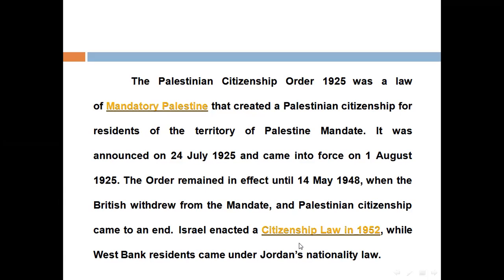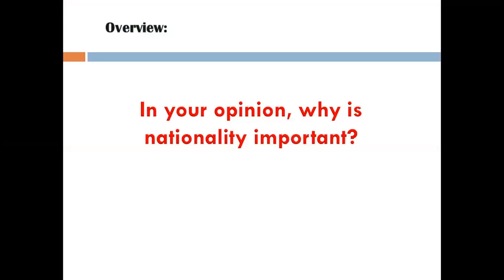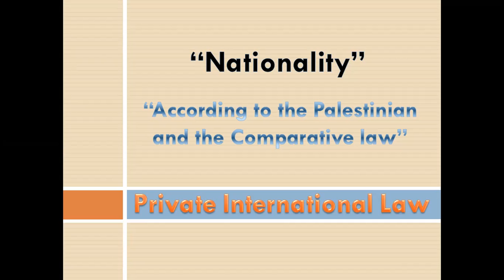Then Israel enacted a citizenship law in 1952, while the West Bank residents came under Jordan's nationality law. This will be discussed in more detail inshallah in the coming lecture, so you can just skip this slide. In the coming lecture inshallah we will start talking about nationality according to Palestinian and comparative law. So we will start with an overview, then we will discuss the matters of nationality in more detail.